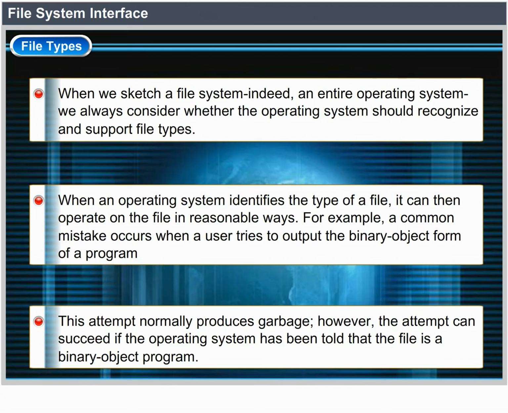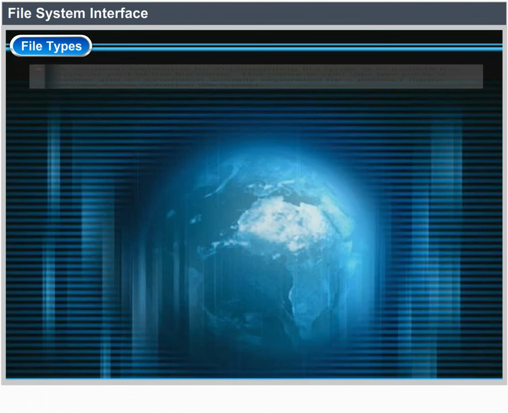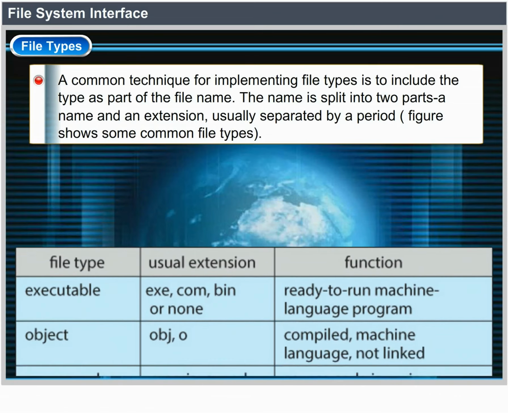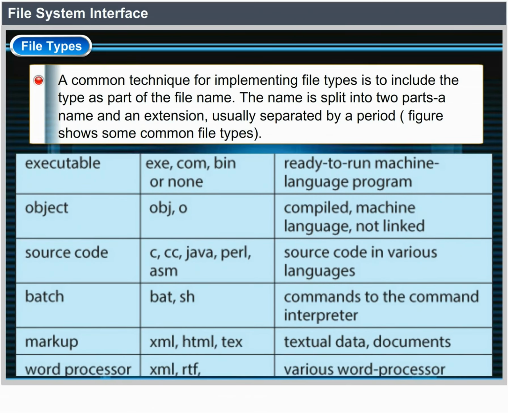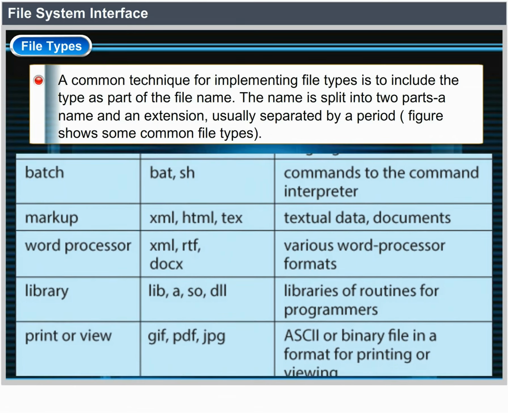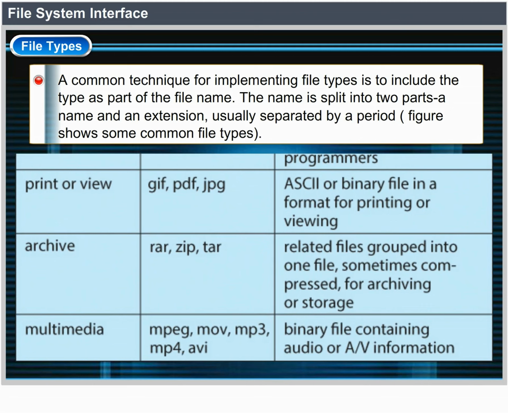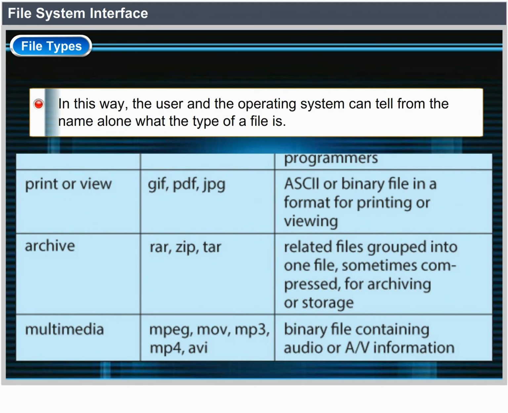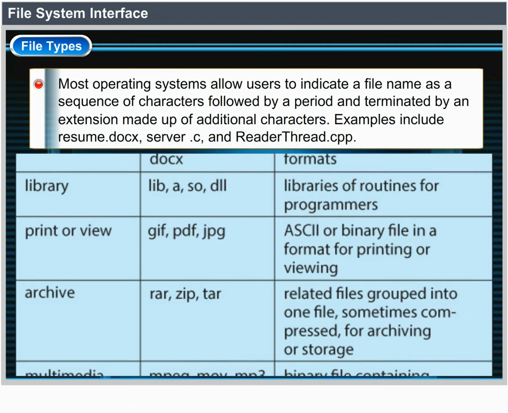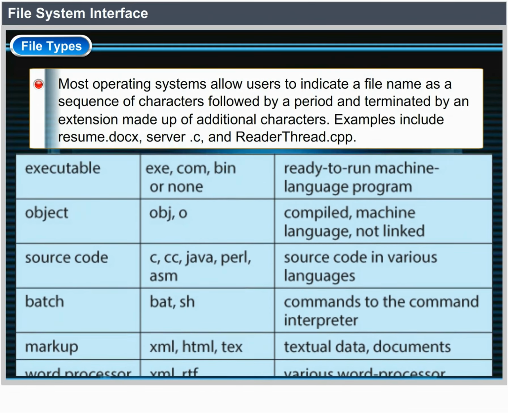A common technique for implementing file types is to include the type as part of the file name. The name is split into two parts, a name and an extension, usually separated by a period. Figure shows some common file types. In this way, the user and the operating system can tell from the name alone what the type of file is. Most operating systems allow users to specify a file name as a sequence of characters followed by a period and terminated by an extension made up of additional characters.